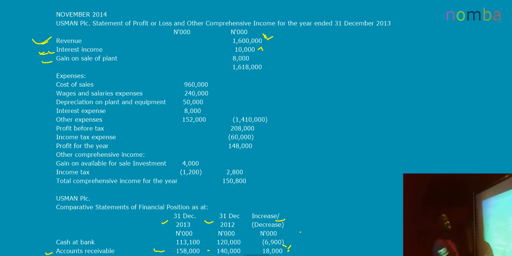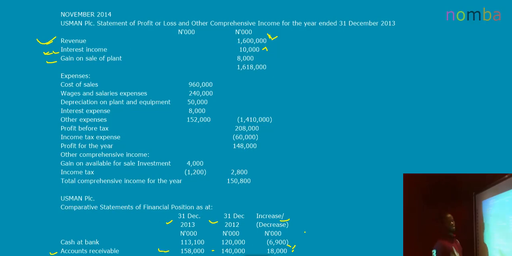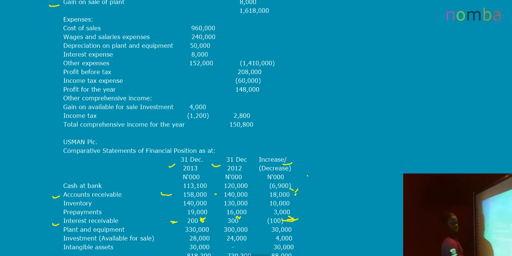That 8 million is an accounting gain. It's not relating to cash. What relates to cash is the amount we received when we sold the asset. For that reason, this gain on sale of plant is a non-cash item and will not be treated in the statement of cash flows. So we're going to ignore this gain on sale of plant because it is a non-cash item. You get it? Okay.